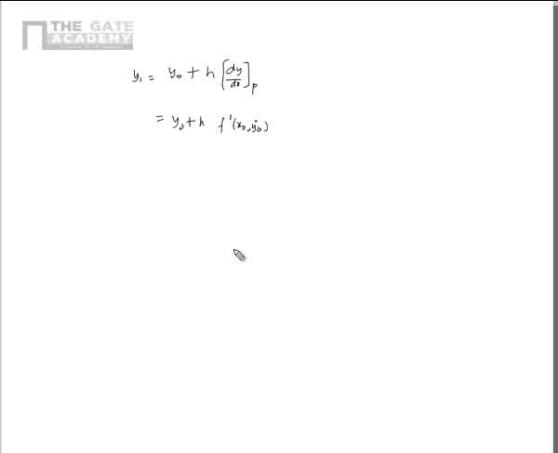In fact, dy by dx is f of x, y. So this is not f dash, this is f only. You will get y0 plus h times f of (x0, y0), because the derivatives are evaluated at P, and that comes out to be f. So dy by dx is f of x, y. Now you have to proceed further in a similar manner.